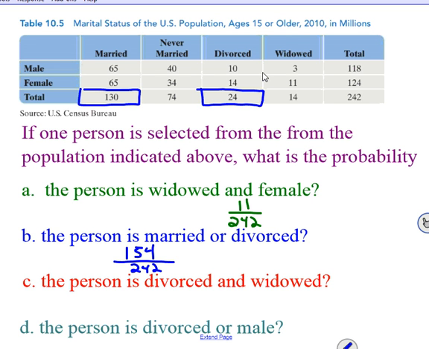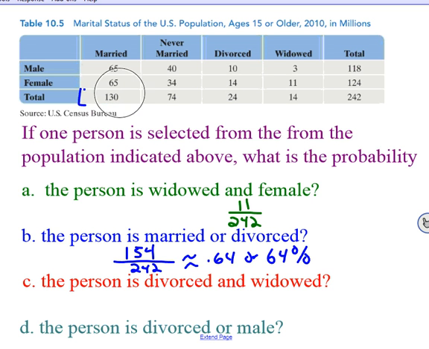And if you do that math, you get approximately 0.64 or 64%. That's an or. You need both. How about part C? The person is divorced and widowed. So now I'm looking for where both things happen at the same time.